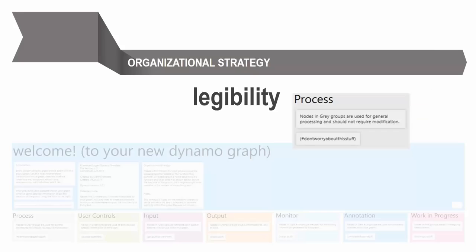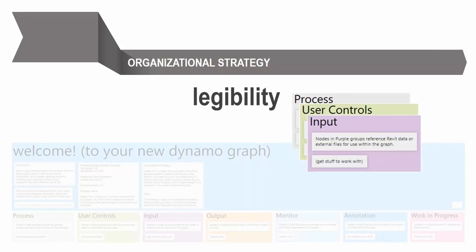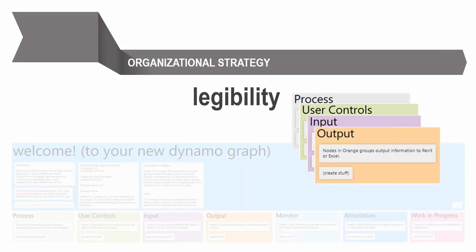So within legibility, the different groups we have are process, and these are gray. These are typically things that don't need modification. They just manipulate data. They're necessary components of the graph that don't require input. User controls, these are the areas that anybody getting into the graph to manipulate it is going to go to immediately to change things. Input is any information coming from Revit, coming from Excel, coming from external files, anything coming from outside Dynamo that gives us data that we're working with.